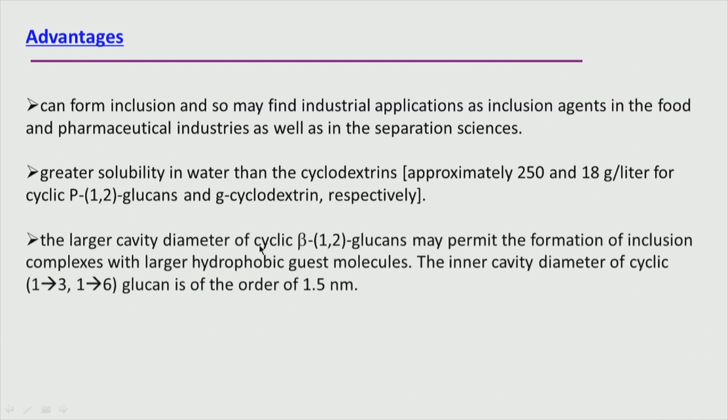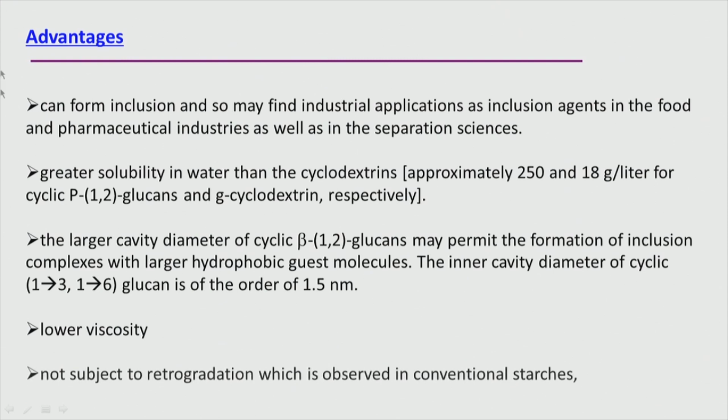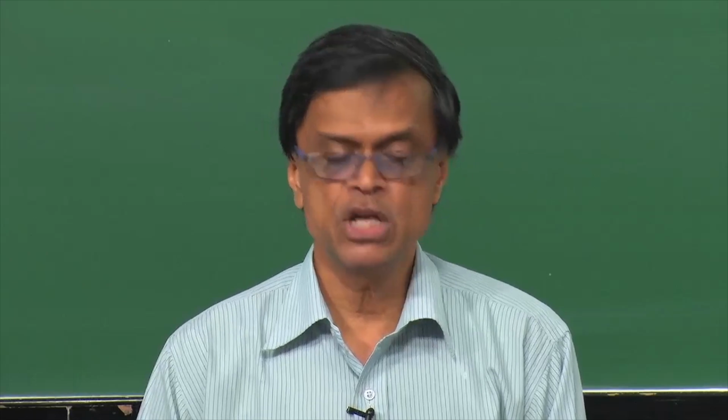The large cavity diameter of cyclic beta glucan, okay, may permit the formation of inclusion complexes, because the inner cavity diameter, for example of 1,3-1,6, is about 1.5 nanometer. It has lower viscosity, and it is not subject to retrogradation, that means degradation, which is observed in conventional starches when kept over a long period of time. So they do not degrade, so they may have better shelf life.